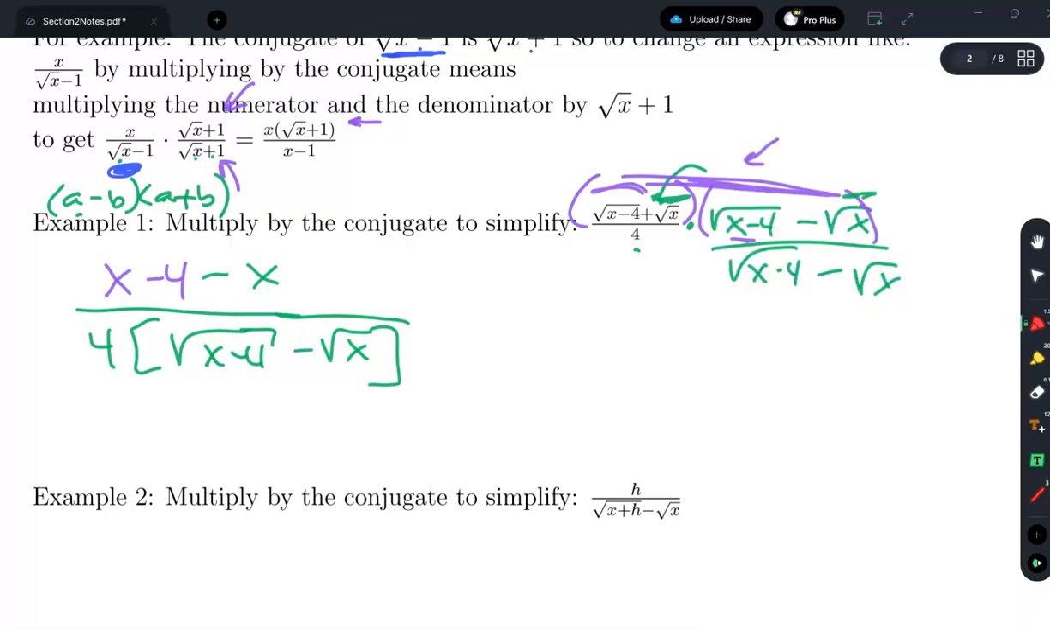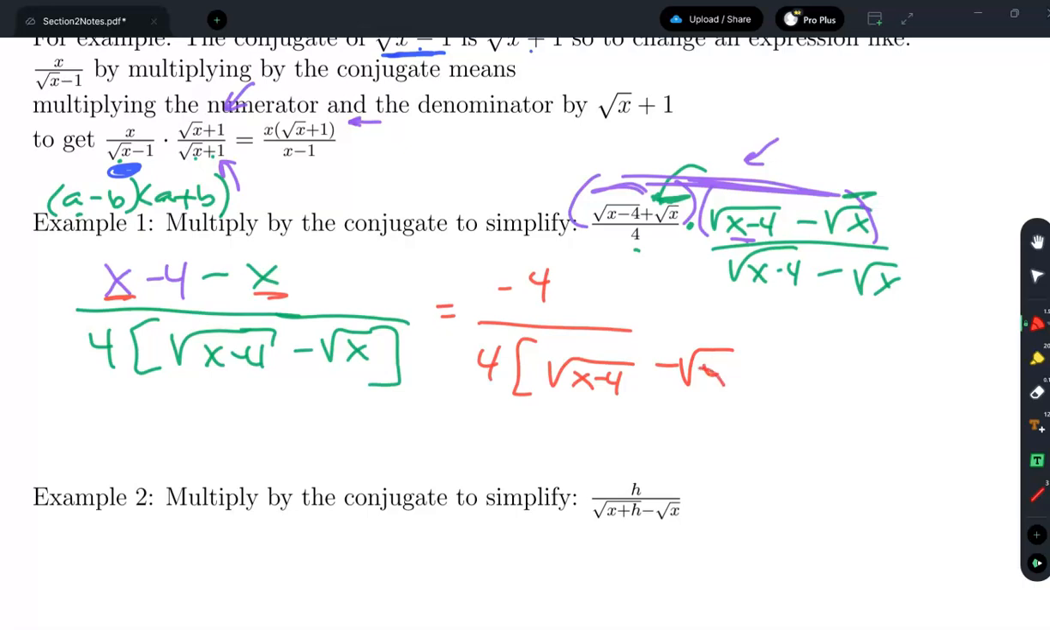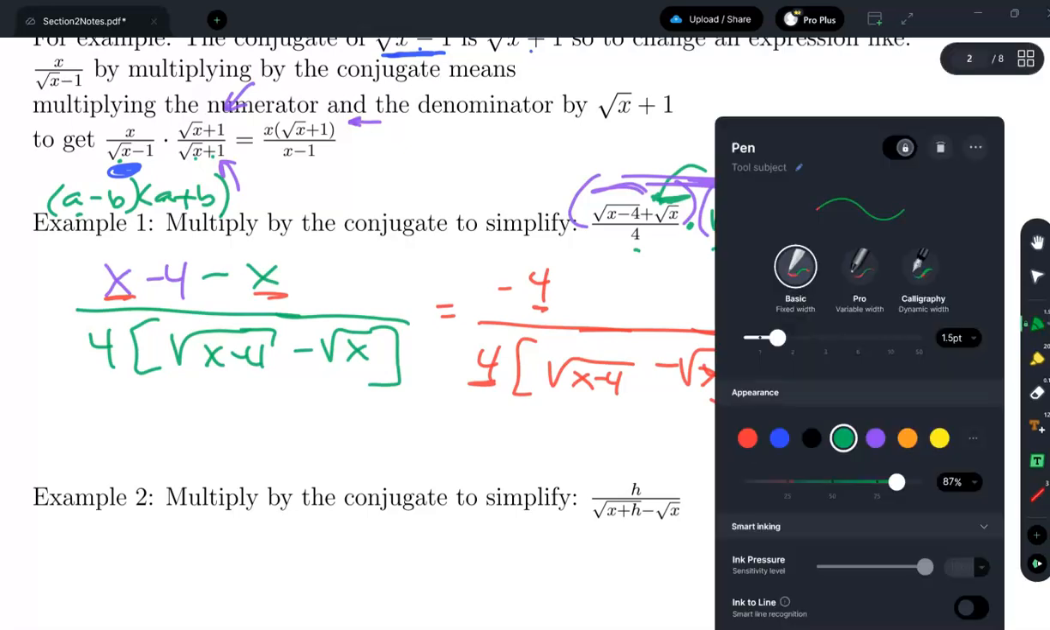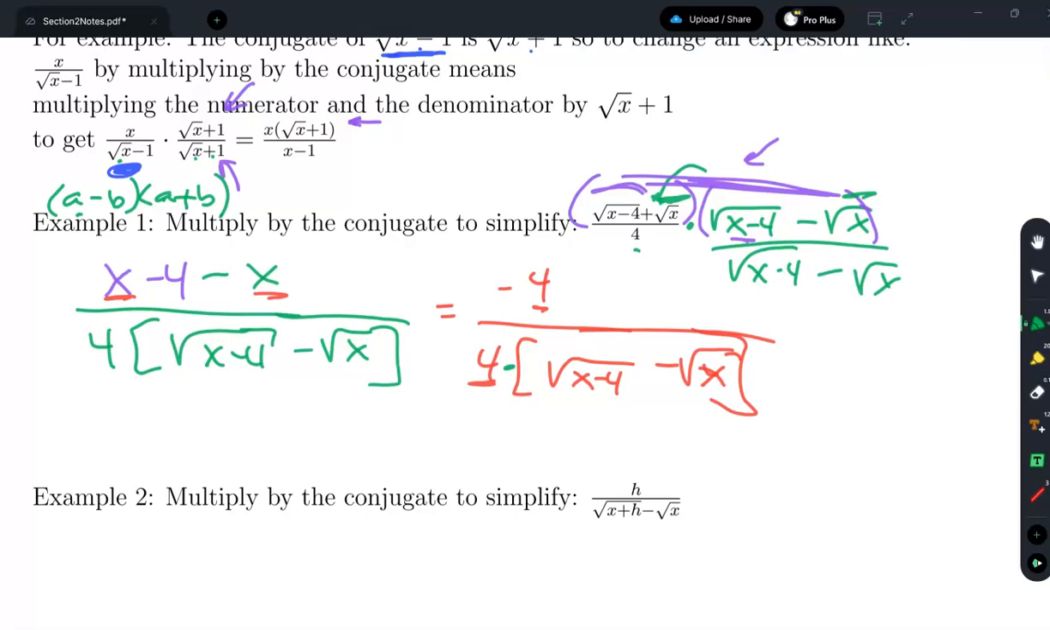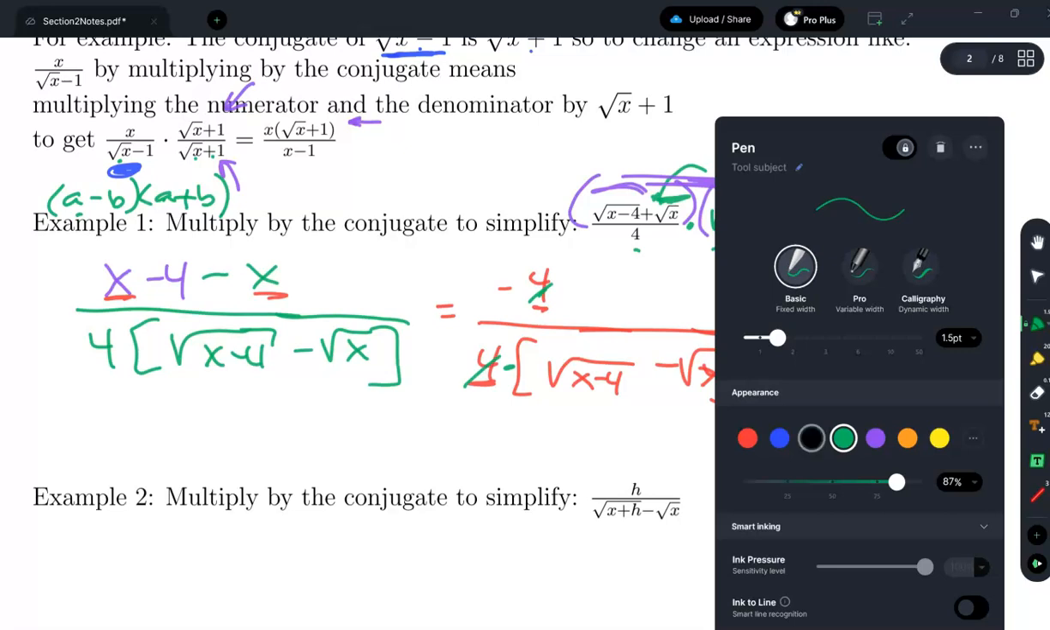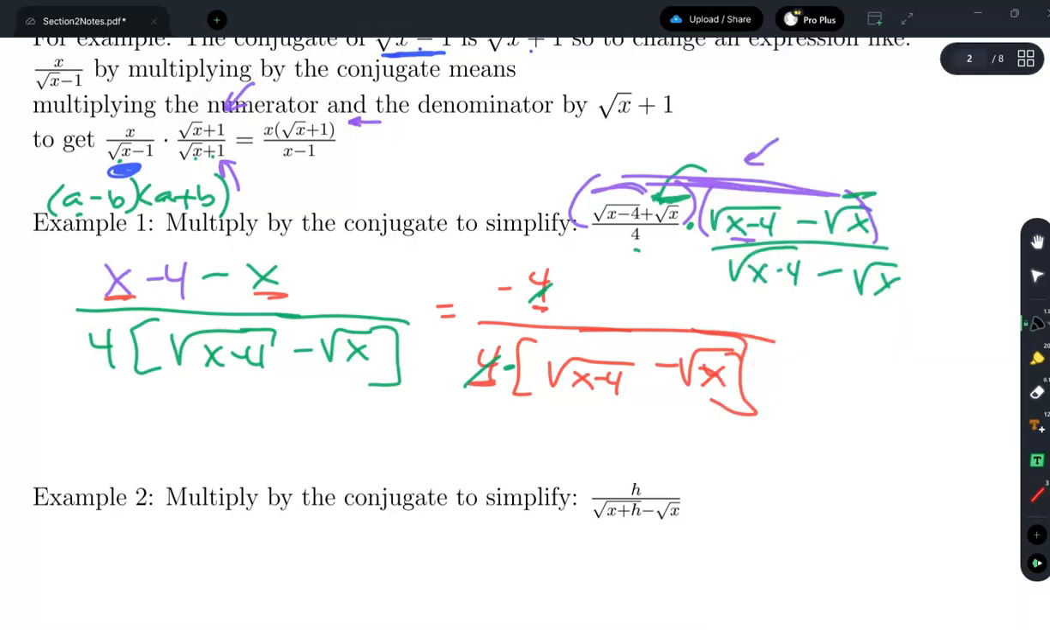Simplifying that numerator, I can see these two x terms go away. So I get a negative 4 over 4. Oh, and it's a good thing I did not multiply that denominator out, because I can see these 4's cancel. Remember, only cancel when you have multiplication between terms. So if I cancel the 4's, in the numerator, I'm left with a negative 1, right? Negative 1. And in the denominator, I've got this root x minus 4 minus this root x.